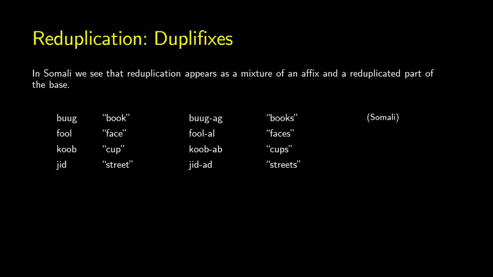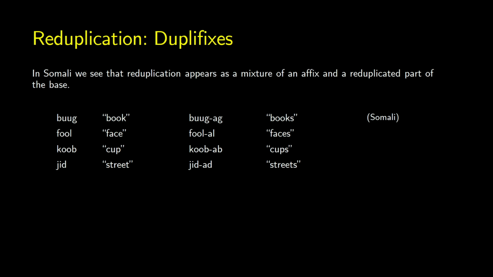So, one more here, another case of partial reduplication. So Somali has this reduplication where you get partial reduplication, but part of that partial reduplication depends on something else in the word. So we think of it as like a mix of an affix and reduplication. We call this a duplifix.